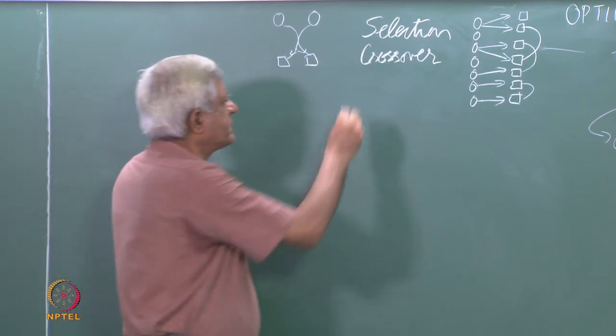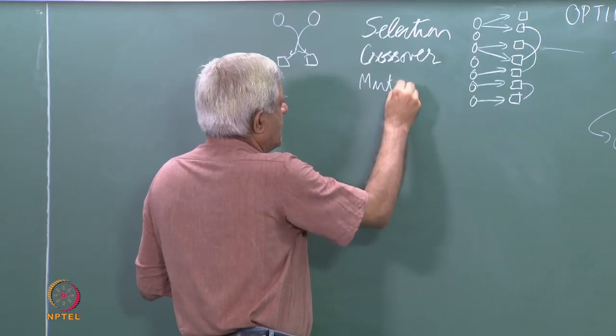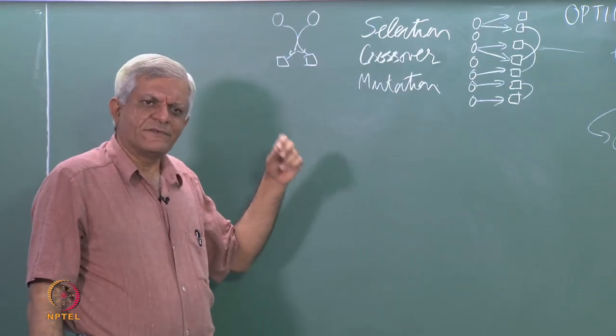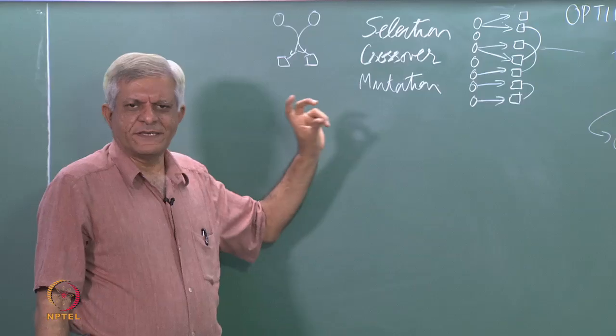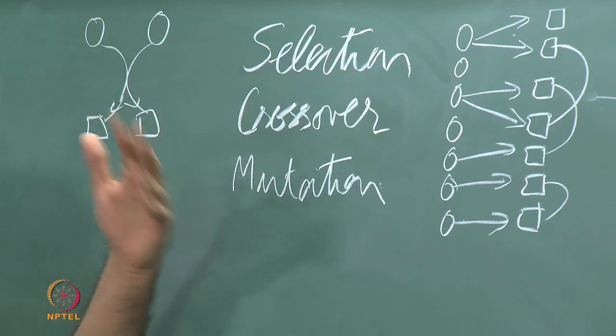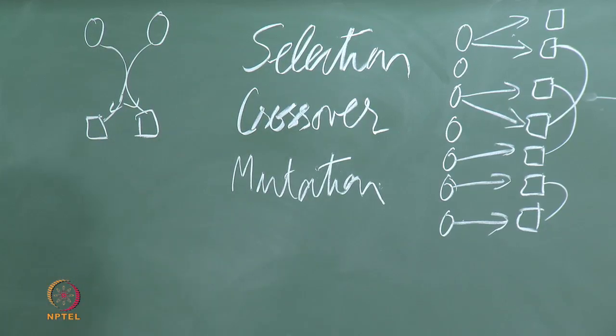And then we had said mutation, which is a rare event. Once in a while you change some gene randomly. This is meant to take care of the fact that some genes may get lost and so on and so forth.